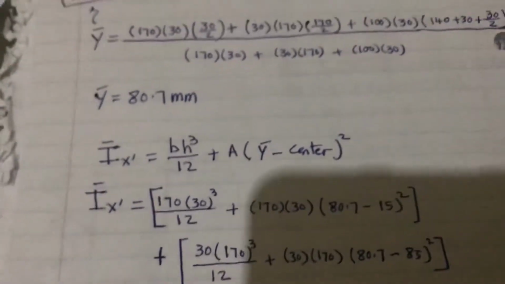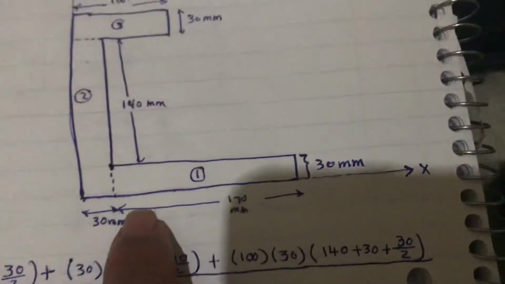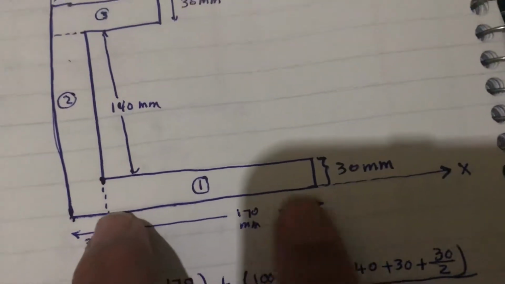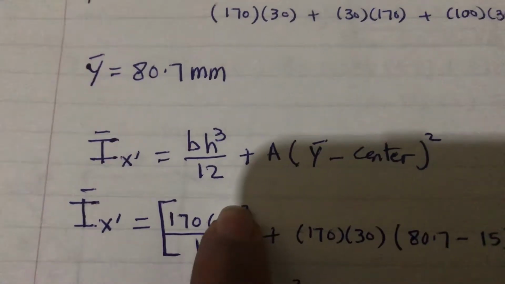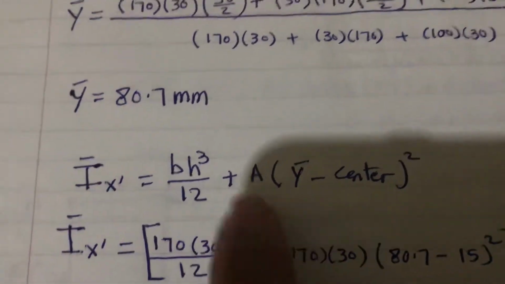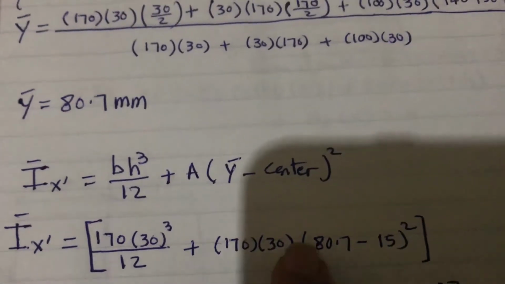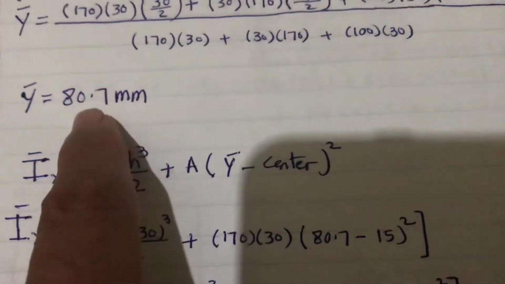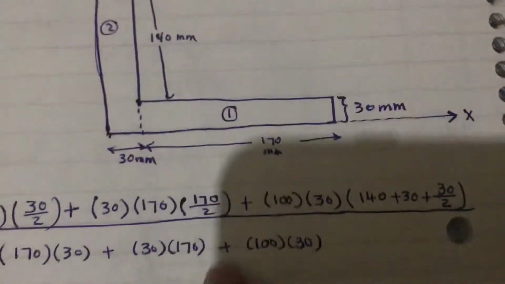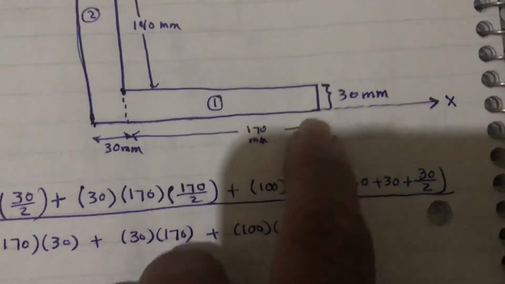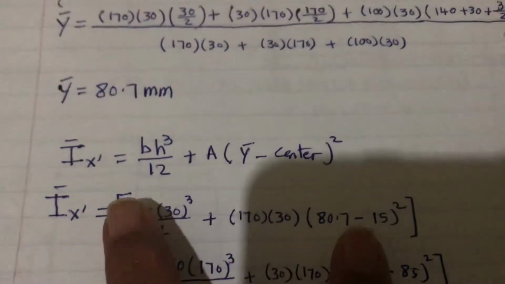Let's do the first one. What is the b of the first one? Look at this, b is 170. This is the base. What is the height? 30. So 170 times 30 cubed over 12. Plus, what's the area? 170 times 30. What's the centroid? 80.7, minus what? What is the center? You can see it, the center from the x-axis, 30 divided by 2, 15. Square. Of course, we have to have the square. So we finish the first term.